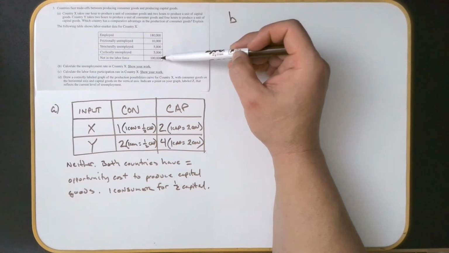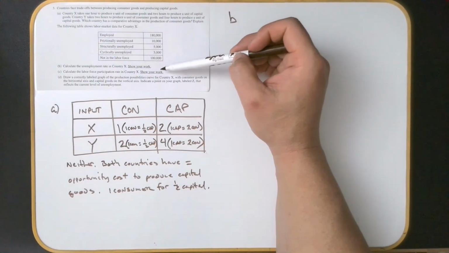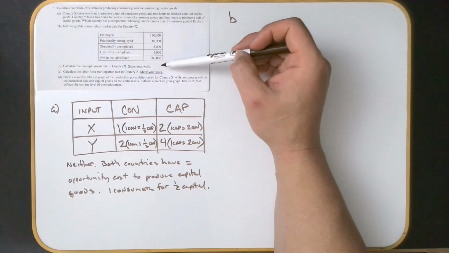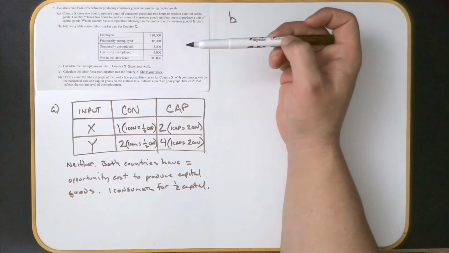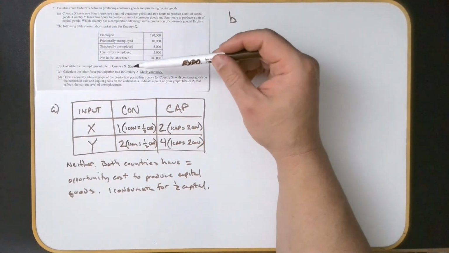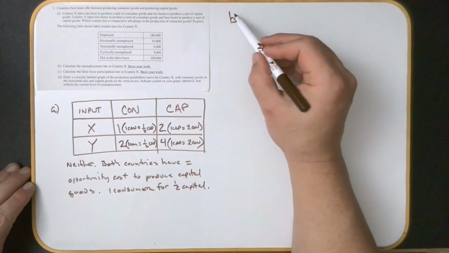Now remember, these people could be students, they could be institutionalized, they could be stay-at-home moms, they could be who knows what. Okay, but here's our whole population. All right, so what they want to know is to calculate the unemployment rate. Okay, so just got to be careful here. Let's go ahead and write this down.